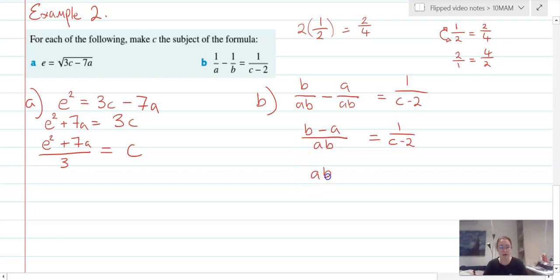So we would write this as ab over b minus a is equal to c minus 2. We don't need to write the over 1 because that's kind of implied. And we want just c by itself. So we end up with ab over b minus a plus 2 equals c.